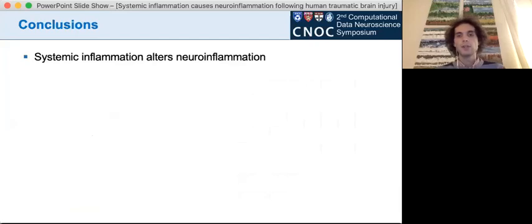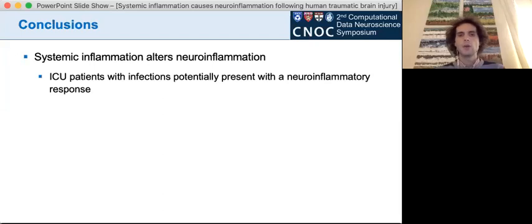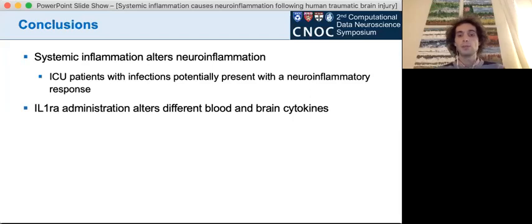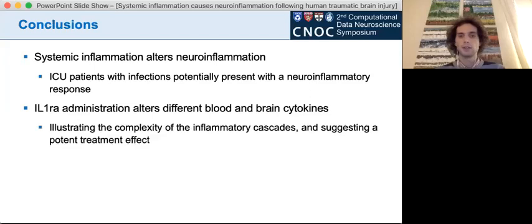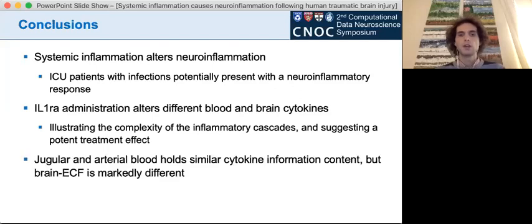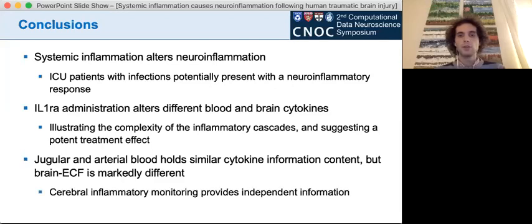So, we have shown that systemic inflammation alters neuroinflammation, indicating that ICU patients with infections potentially present with a neuroinflammatory response. Interleukin-1 receptor antagonist administration significantly alters different blood and brain cytokine levels, illustrating the complexity of the inflammatory cascades and suggesting a potent treatment effect. Jugular and arterial blood hold similar cytokine information content, but brain extracellular fluid is markedly different. Therefore, cerebral inflammatory monitoring provides independent information. Thank you.